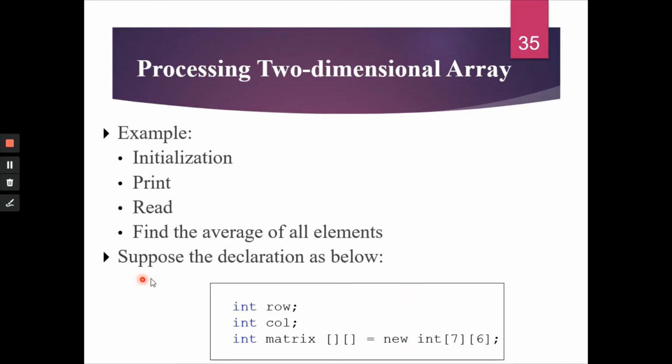In this example, suppose that we have the declaration here. We have integer row and column, and our declaration of our array. Our array data type is integer, and the array name is matrix, with the square brackets equals new integer 7 and 6. Meaning we have 7 rows and 6 columns. We are going to make use of this array for processing.